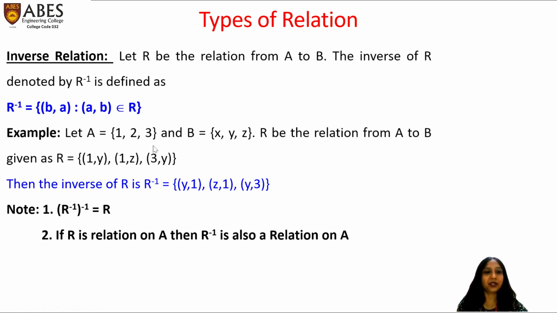Example, A is equal to 1, 3 and B is a set having elements X, comma Y, comma Z. Suppose we are defining the relation from A to B. If we write the ordered pairs as 1Y, 1Z, 3Y, and we have to find the inverse of this relation, then the inverse will be Y comma 1, Z comma 1, Y comma 3. And this is an important identity, that is, the inverse of the inverse is the original relation. If R is a relation on A, then R inverse is also a relation on A.